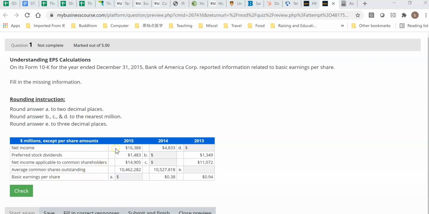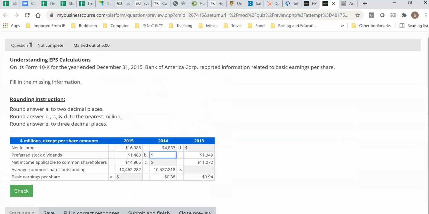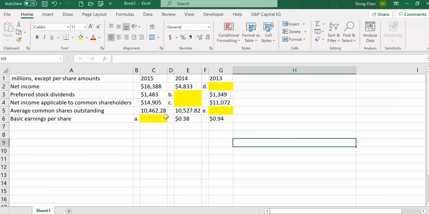The first step to solve this problem is to copy this table to my Excel sheet, which I already did here. Let me pull out this worksheet. In copying, you might need to do some adjustment because the format might not exactly match what you see on this web page. All the numbers we need to calculate are highlighted in yellow here. A is basic earnings per share.